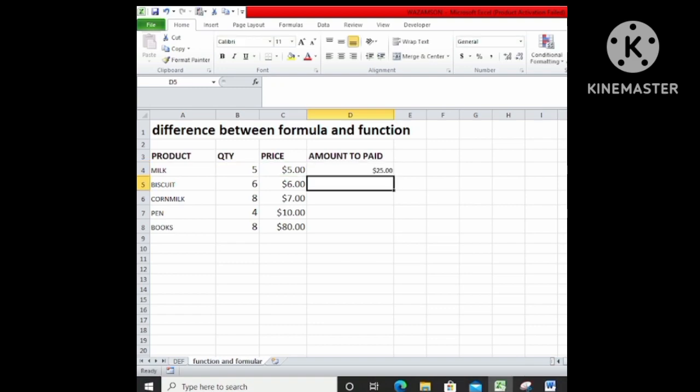Now you click Enter. You see that? We have here 25. And if you multiply 5 by 25, we still have $25.